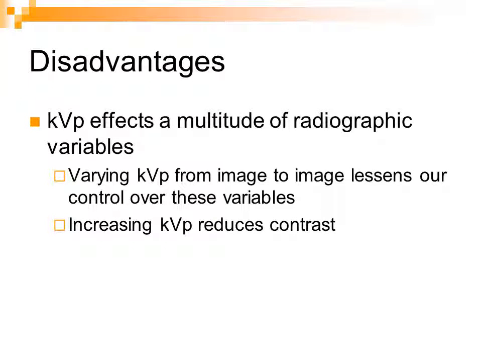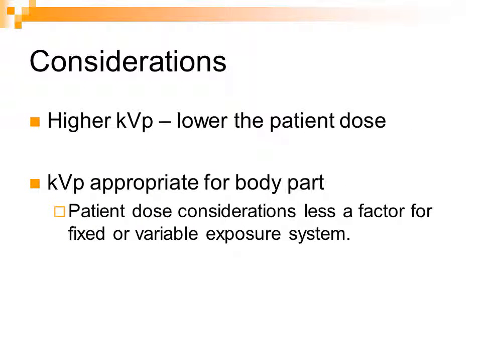Disadvantages: kVp affects a multitude of radiographic variables. Varying kVp from image to image lessens our control over these variables. Increasing kVp reduces contrast. So with higher kVp, you end up with lower patient dose. If kVp is appropriate for the body part, patient dose considerations are less of a factor for fixed or variable exposure systems.